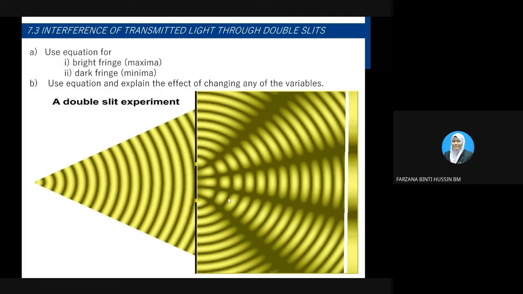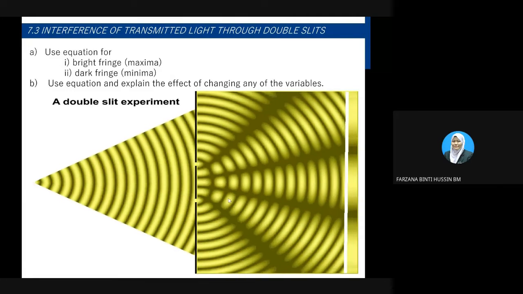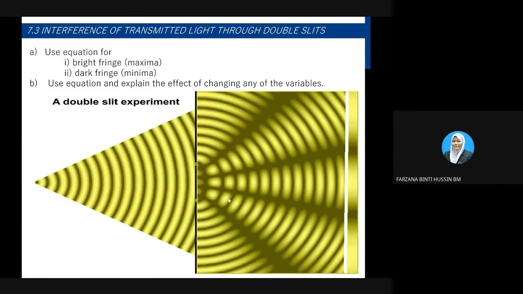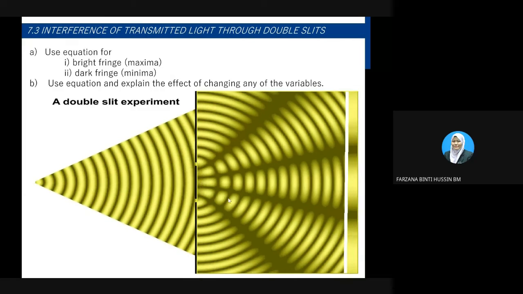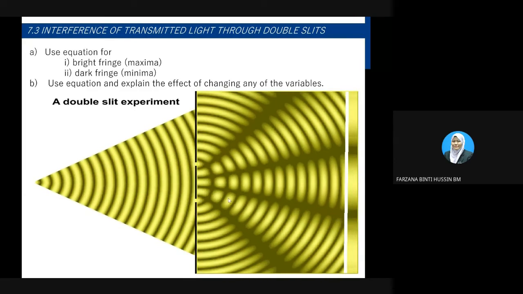So previously we have discussed the Huygens principle and interference, which can be divided into two: either constructive, which refers to bright or maximum, or destructive, which refers to minimum or dark fringe. Okay, so we want to look at the phenomena of interference and diffraction. Firstly, I'm going to discuss interference of transmitted light through a double slit.